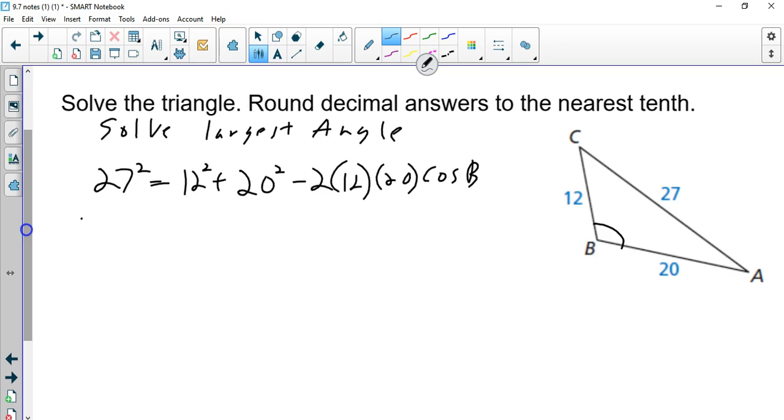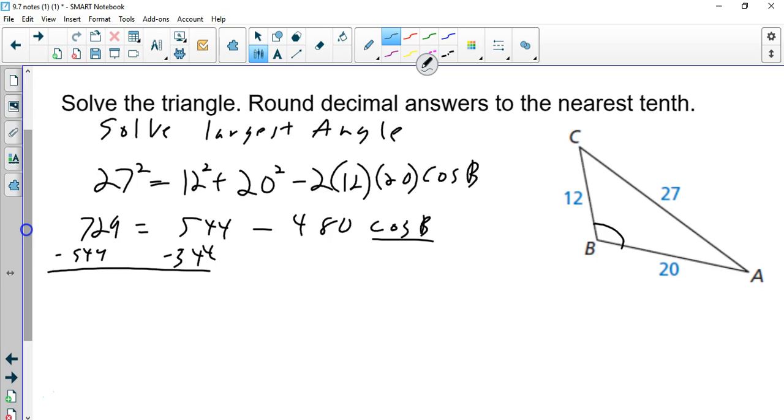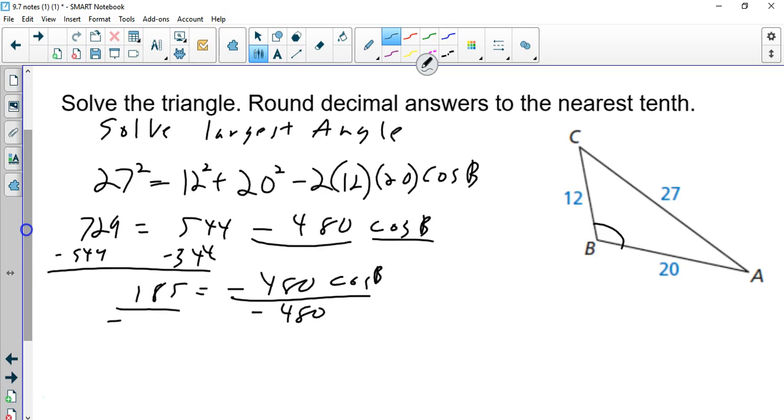Now we just crunch the numbers. This is 729, this is 544 minus 480 cosine of b. We're trying to get to this, so first thing we're going to do is subtract the 544. And that gives me 185 equals negative 480. Keep the negative with that. Cosine of b. So what do we do? We just divide by negative 480. Basic algebraic problem solving, as if we were solving for x.